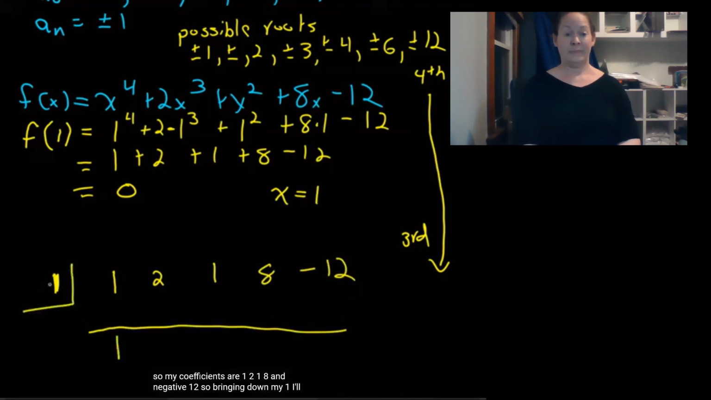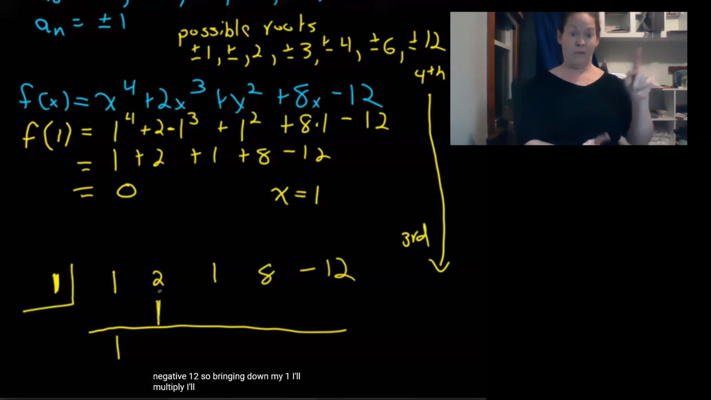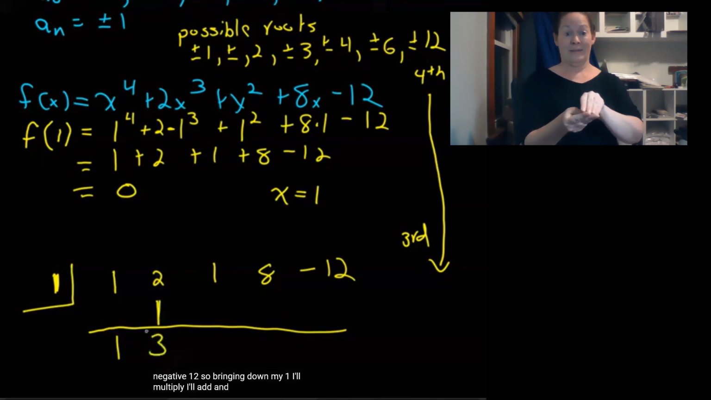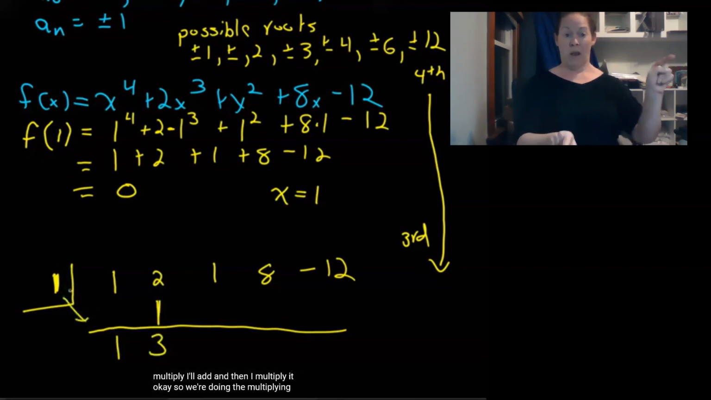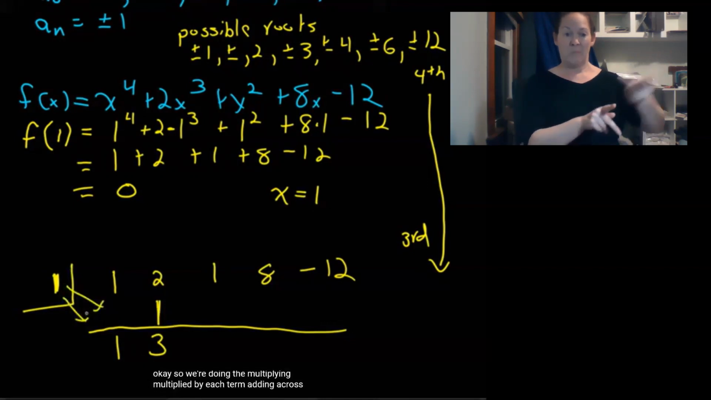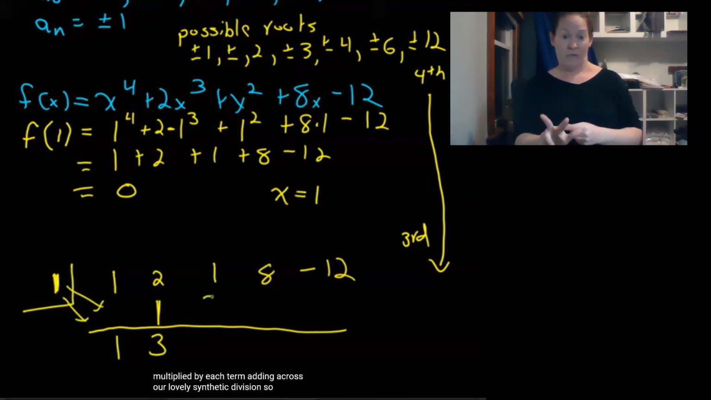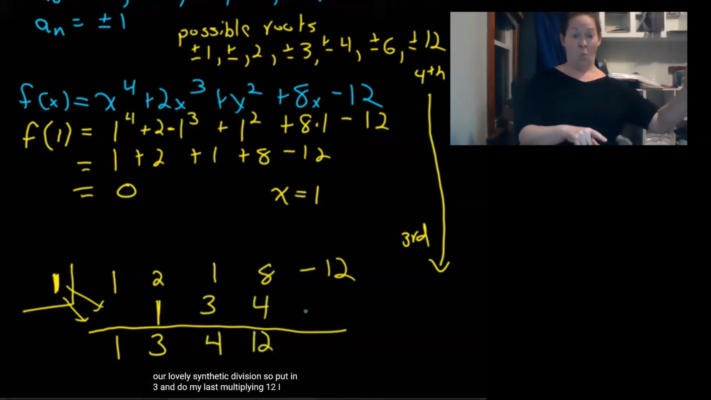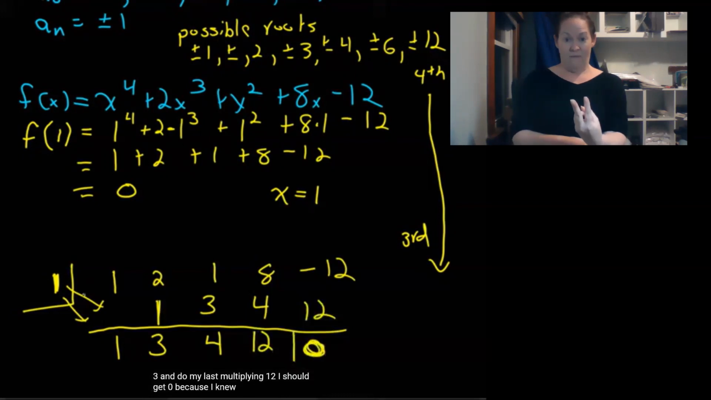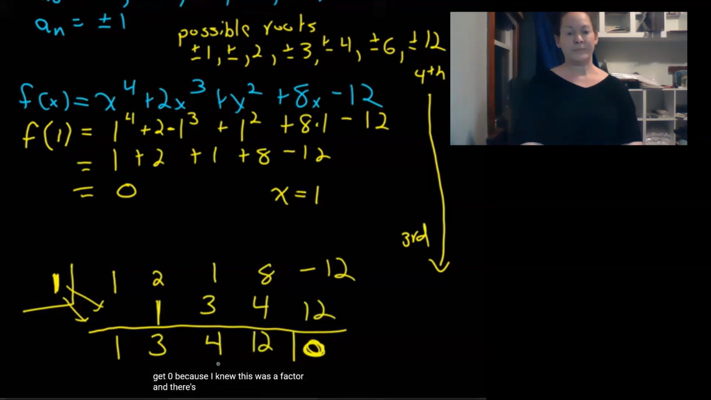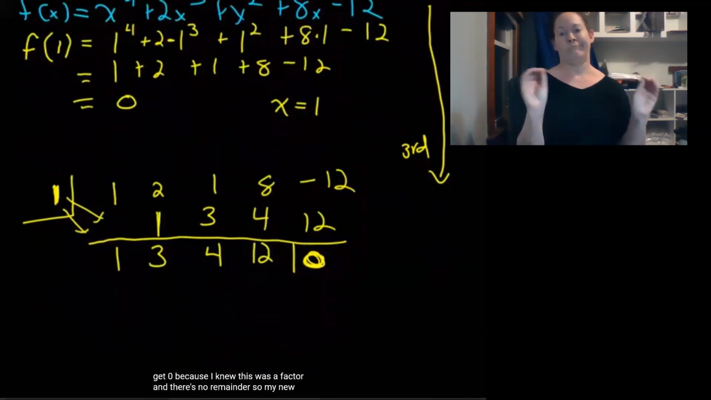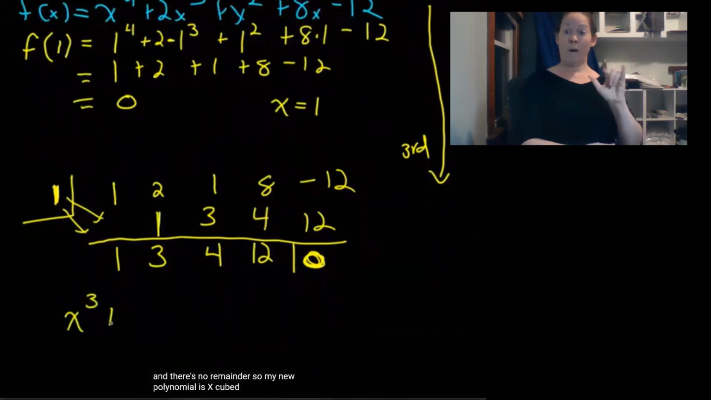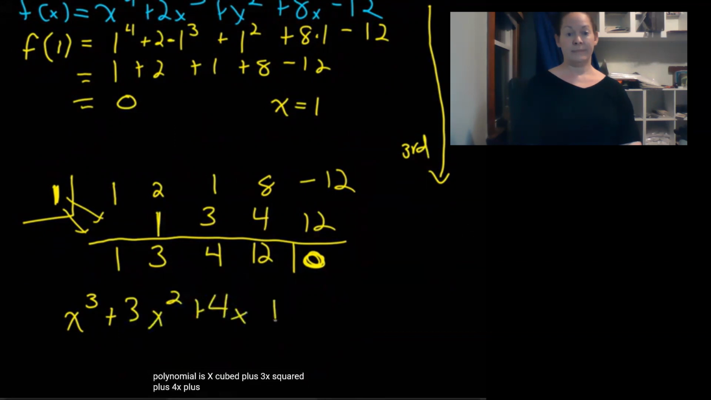So I'll bring down my 1, I'll multiply. I'll add, and then I'll multiply. Alright, so we're doing the multiply, multiplied by each term, adding across our lovely synthetic division. So I'll put in 3, I'll add, do my last multiply, 12. I should get 0 because I knew this was a factor, and there's no remainder. So my new polynomial is x cubed plus 3x squared plus 4x plus 12.